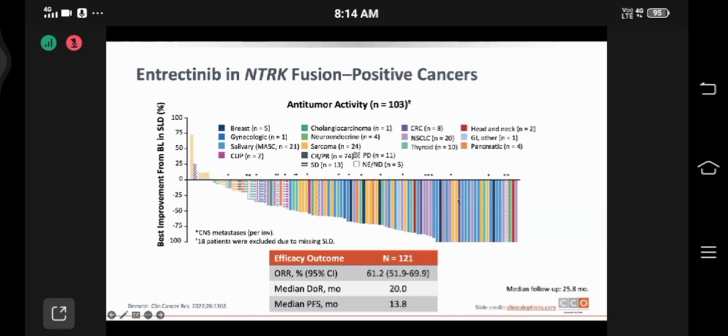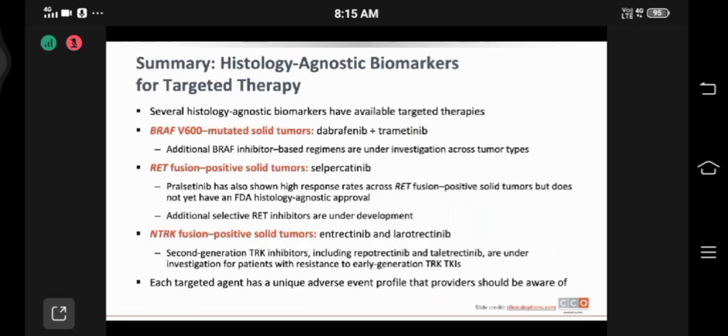It is very tolerable, just a tablet. So imagine a tablet where, in a metastatic cancer with no options, it provides so many responses.